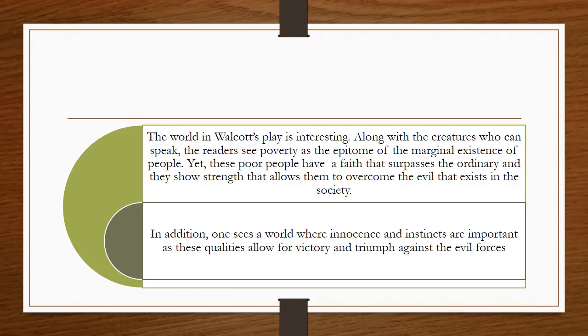Along with the creatures who can speak, the readers see poverty as the epitome of the marginal existence of people. Yet these poor people have faith that surpasses the ordinary, and they also show strength that allows them to overcome the evil that exists in society. In addition, one can also see a world where innocence and instincts are important, as these qualities allow for victory and triumph against the evil forces. The faith that each of these sons have leads them out there to try to alleviate their status as being poor. But each has a different outcome, and this is important because Walcott tries to teach us the underlying message that despite your situation, there is always hope in trying. And while it may not work out, one still has to be in a position to try to change whatever happens in our life.